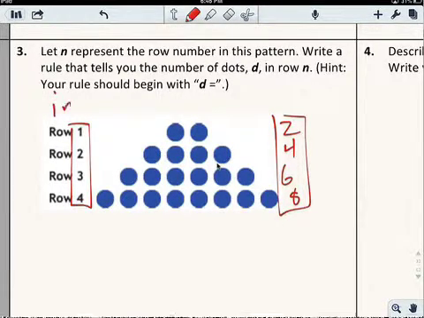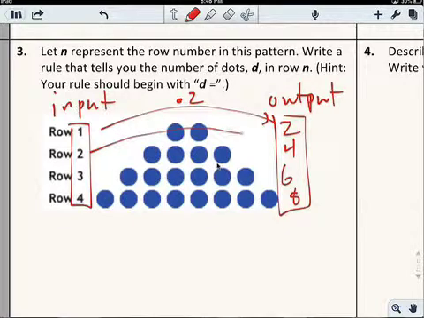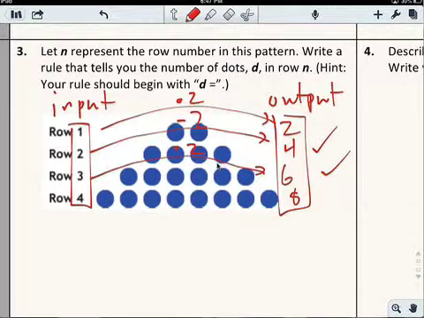So 1 is my input, because that's the row number. My output is the number of dots. And so how do I go from 1 to 2? Well, I could multiply by 2. Let's see if that works every time. 2 times 2 is 4, so it's working there. 3 times 2 is 6, so it works there. 4 times 2 is 8.